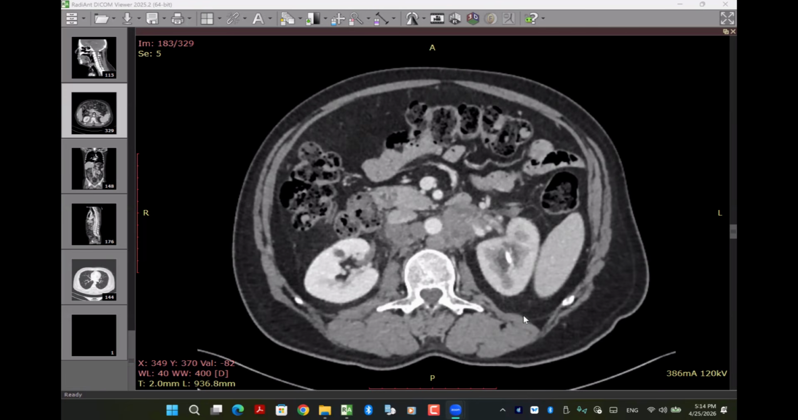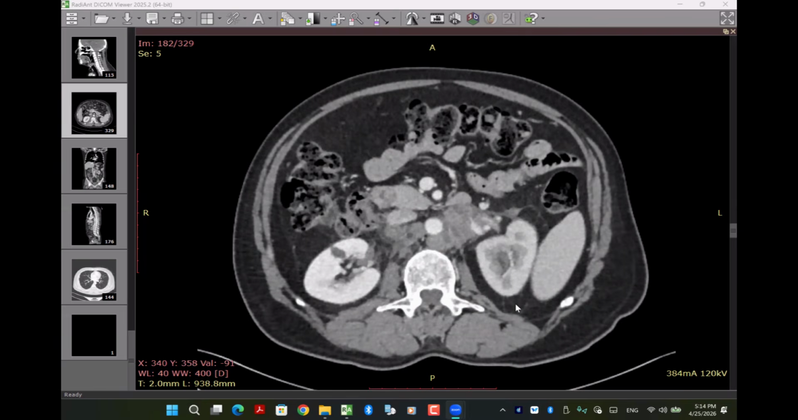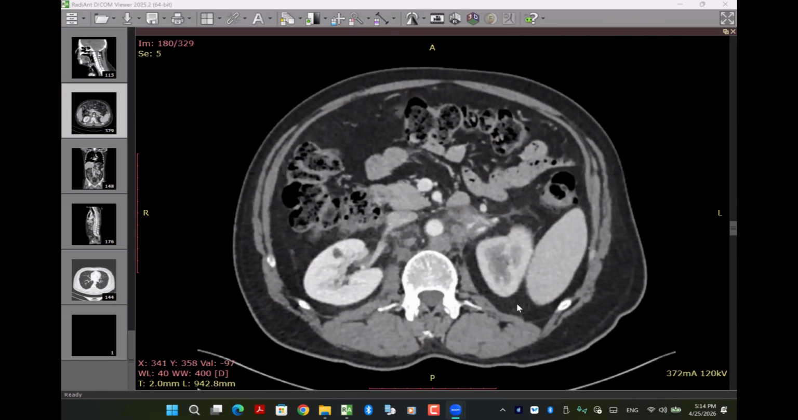Can you give me, please, a differential diagnosis of what you are seeing right now? So this can be a lymphoma. However, lymphomas do not generally invade vessels. They tend to displace and encase vessels. Another possibility could be a retroperitoneal sarcoma with lymphatic spread to the retrocaval space.